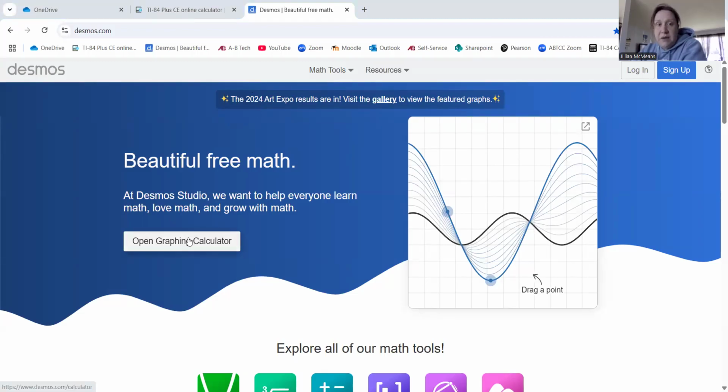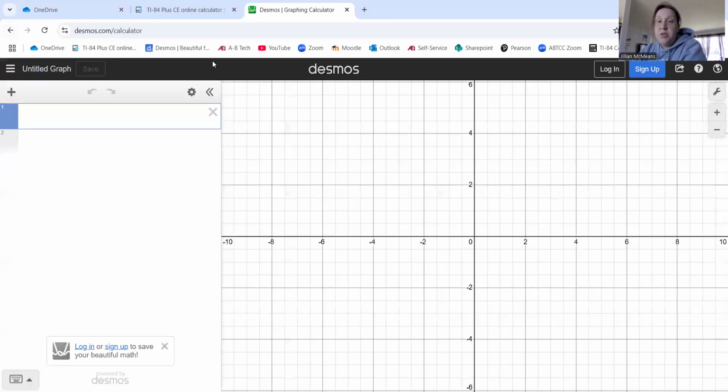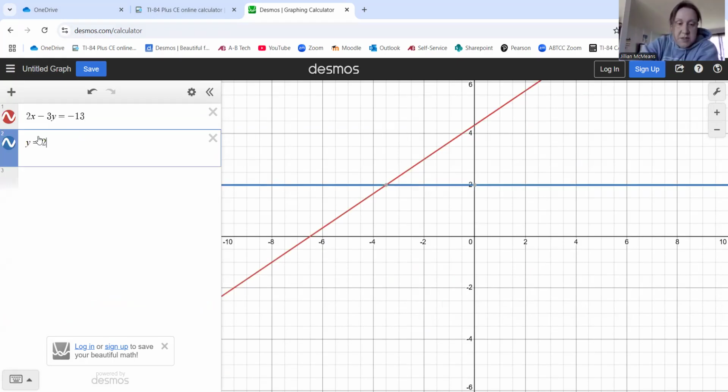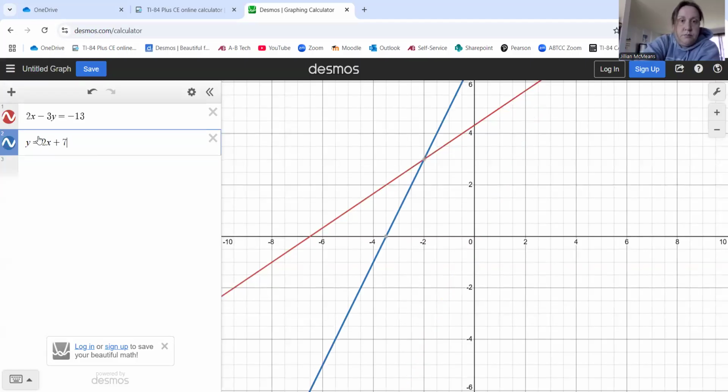You go to Open Graphing Calculator, and you just type in your first equation. Our first equation was 2x minus 3y equals negative 13. So that's our first equation. And then just hit enter and it'll pop in another line where you can type in another equation. The second equation was y equals 2x plus 7. All right, so there are the two equations. And if we look at this point of intersection and just hover over that dot, it tells us that the solution is negative 2 comma 3. And that's exactly what we got when we solved this by hand.